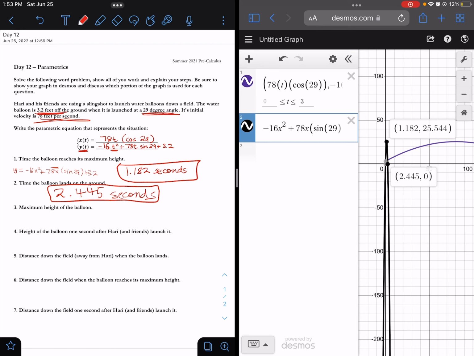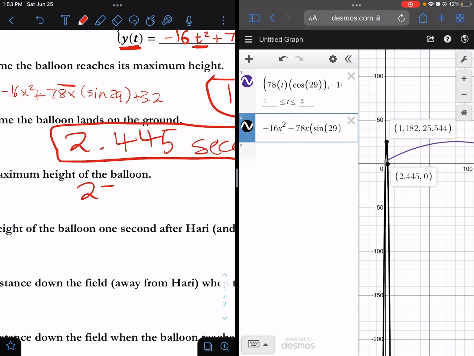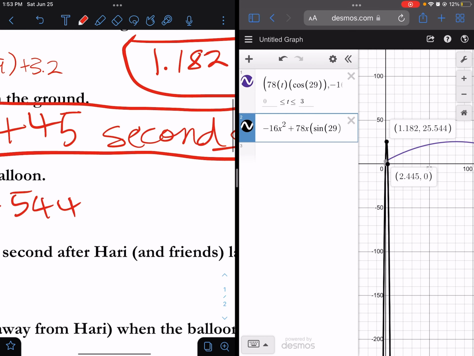And the maximum height of the balloon, we also know from this equation right here. We know that at 1.182 seconds it reaches its maximum height, which is 25.544 feet.